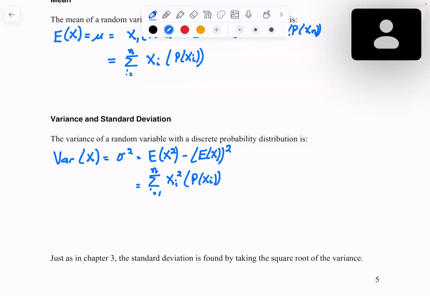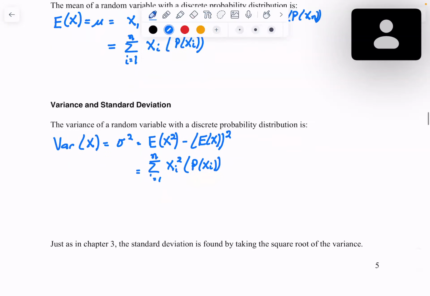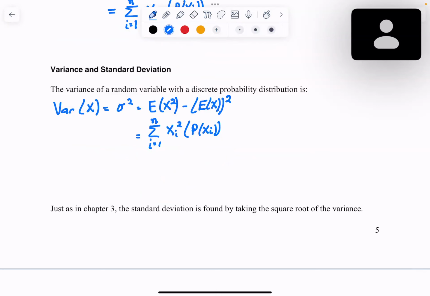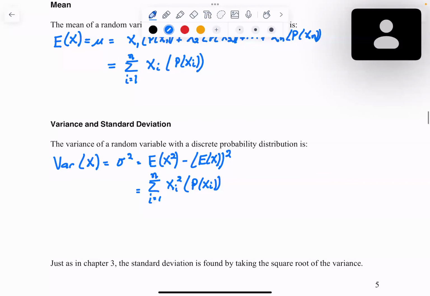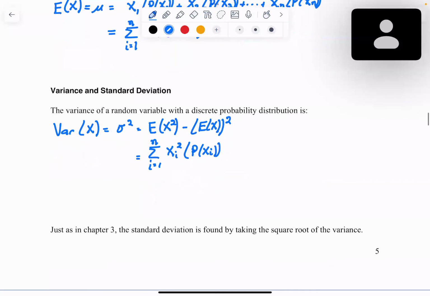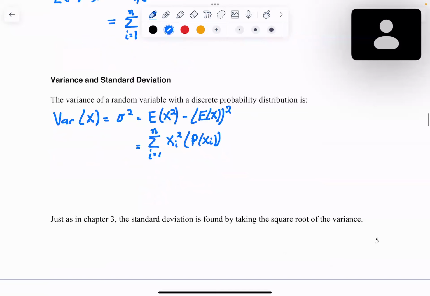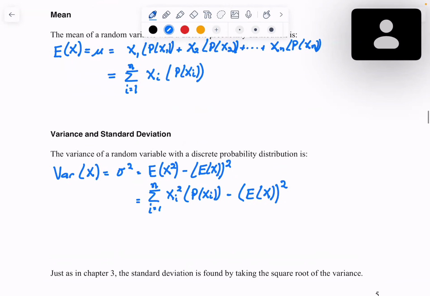So let's go ahead and finish this up. Here, the expected value of x squared is found similarly to the expected value of x. All it does is square each of the outcomes first. And then we have to subtract off the expected value of x, that quantity squared. And that's how you find the variance.